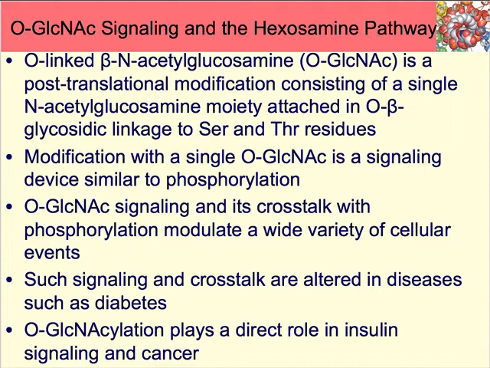O-linked beta-N-acetylglucosamine, or O-GlcNAc, is a post-translational modification consisting of a single N-acetylglucosamine attached in O-beta glycosidic linkage to serine or threonine residues on proteins. Modification with a single O-GlcNAc is a signaling device similar to phosphorylation. O-GlcNAc signaling and its crosstalk with phosphorylation modulate a wide variety of cellular events. And signaling and crosstalk like this turn out to be altered in diseases like diabetes and cancer. O-GlcNAcylation plays a direct role in insulin signaling and cancer.